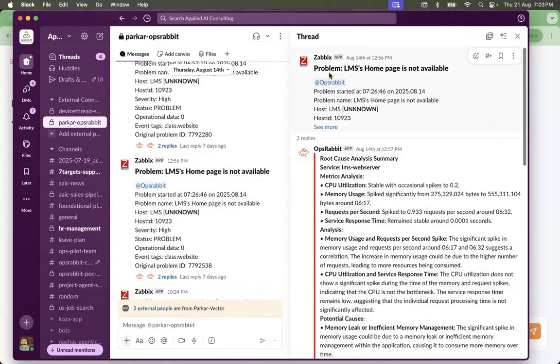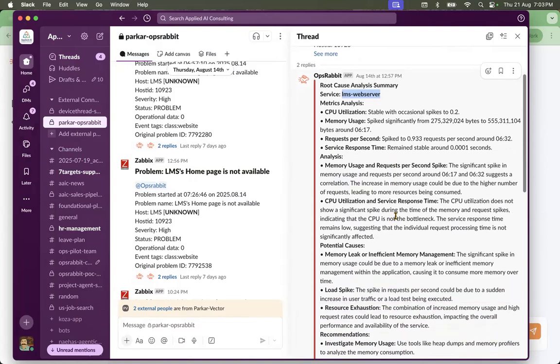OpsRabbit starts looking into it, first figures out where exactly this issue is. It is LMS web server. These guys have a lot of servers. I'll show you the details. And here you see that it checks from this problem, which is the server. It contacts Zabbix for doing that. And then it checks on this particular server what is the CPU memory.